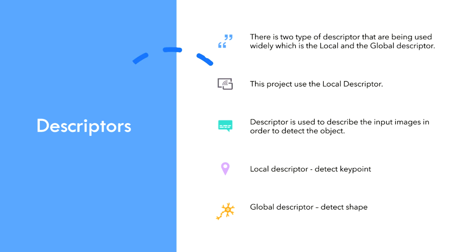Based on the method, we can tell how the descriptor extracts and detects the object of the images that we sketch. Basically, most of the local descriptors are used to detect key points from the images, unlike the global descriptor that detects the shape of the image. So it will be more accurate by using the local descriptor.